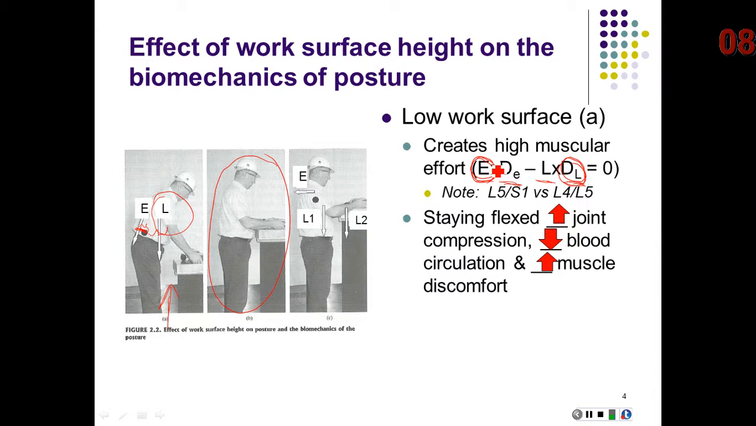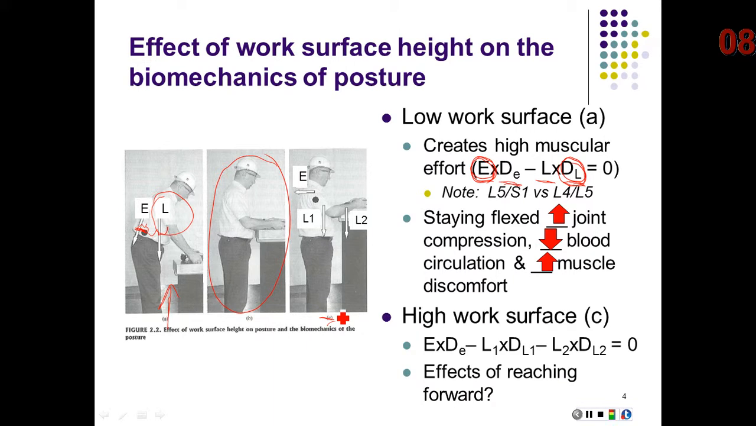What about working on a high work surface, as in case C? Is that bad for the body? In this case, your textbook instead provides an example of what it is doing to the effort of the shoulder. And so the muscular effort of the shoulder, E, is used to counterbalance the weight of your upper arm segment and your lower arm segment. So load 1 and load 2. Those you can see are each at a distance away from the shoulder joint.